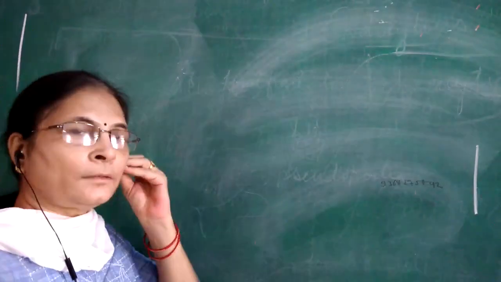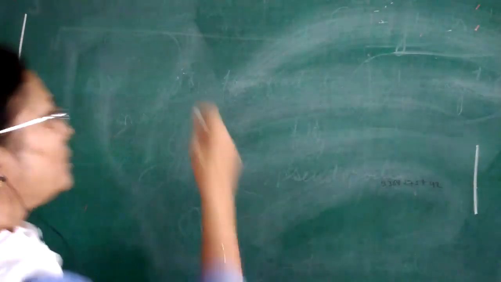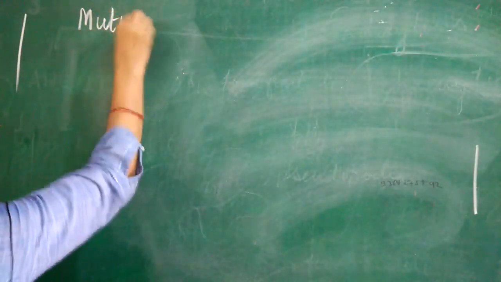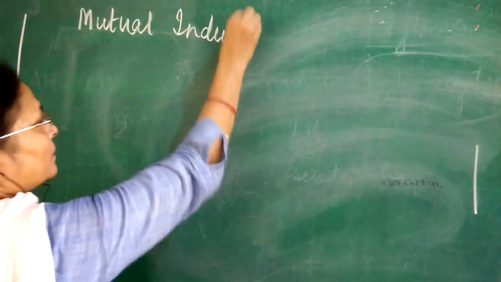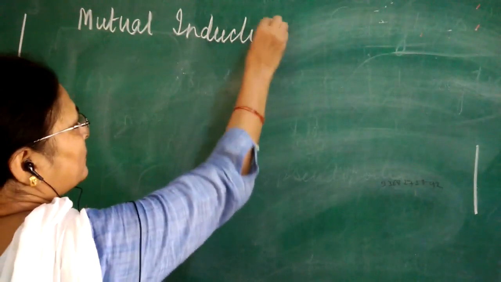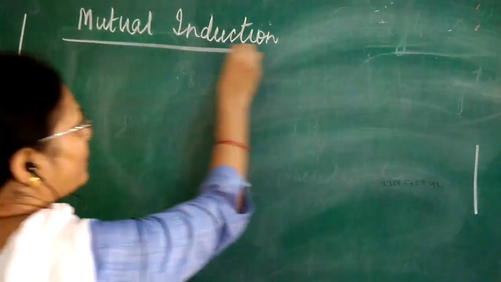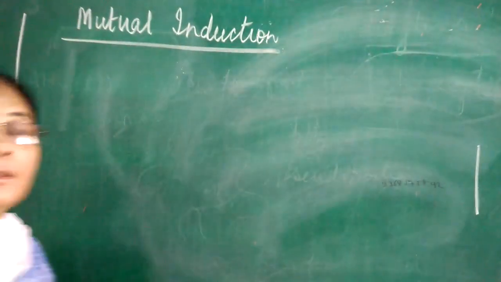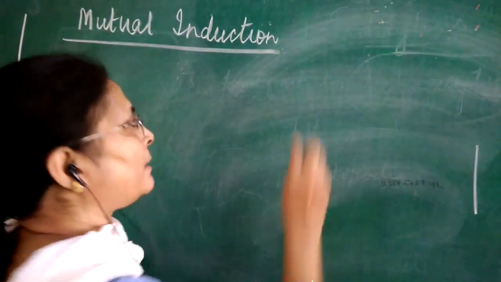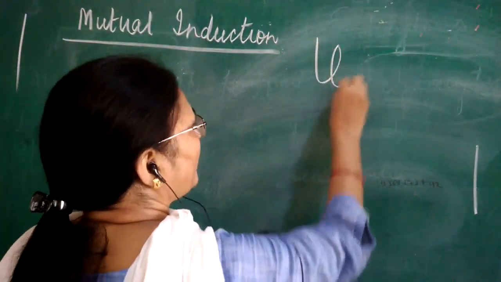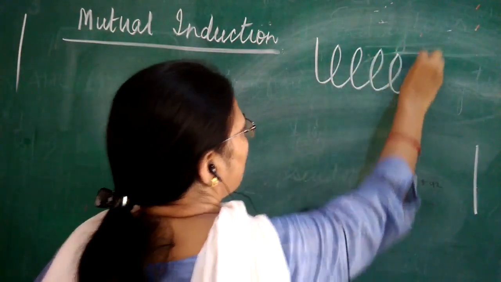Good morning, children. Today we'll talk about mutual induction. As you all know, yesterday we talked about self-induction, that is, production of induced EMF in the same coil. Now we'll have two coils side by side, like this.